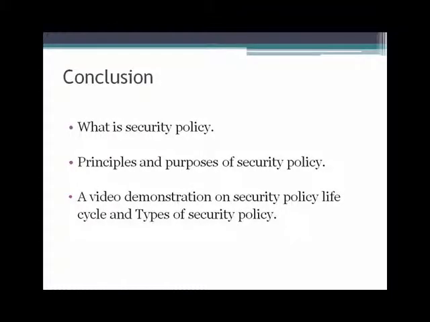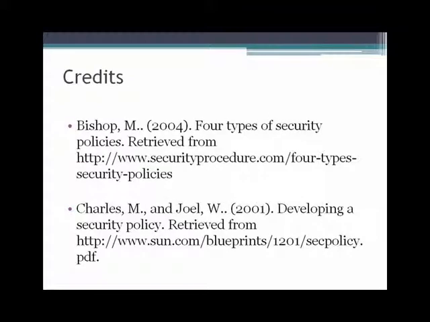Conclusion for security policy. In this movie clip, we have seen what a security policy is, the principles and purposes of security policy, a video demonstration of the security policy life cycle, and types of security policy. Though we have many security policies in existence, their importance comes into picture only when they are followed. These policies are essential for every company or organization to function without any vulnerabilities.